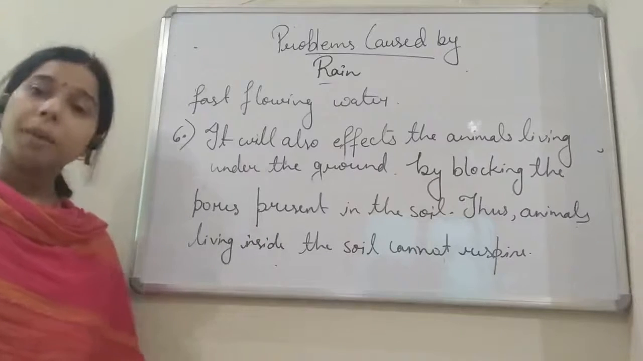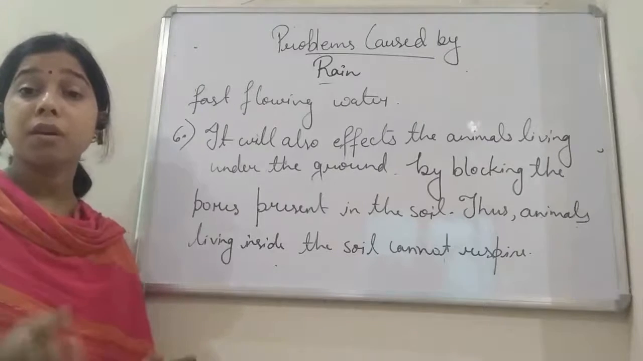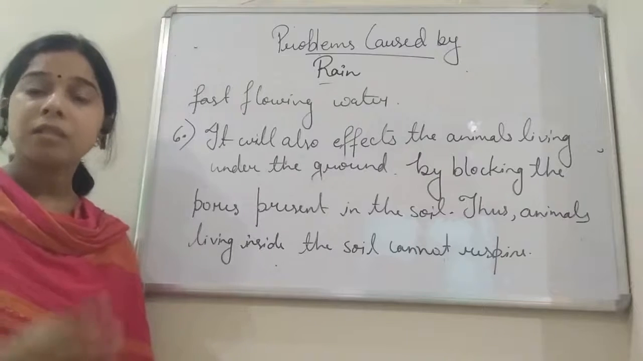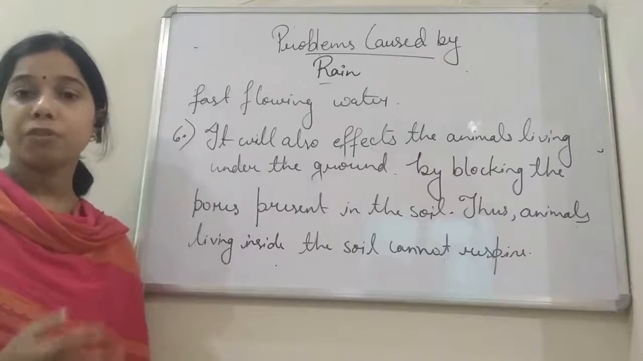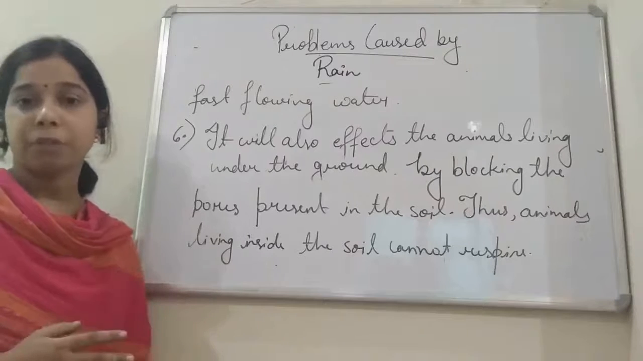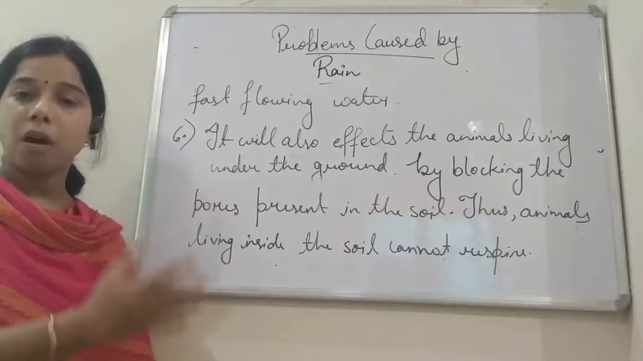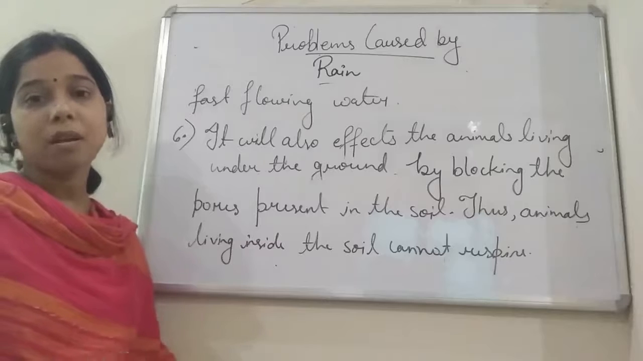Then if we talk about the animals, students, yes, for the animals also flood is not good because it will make them flow in the fast moving water. So it will also kill the life of the animals. And if a lot of water is there in the forest, then what will happen?